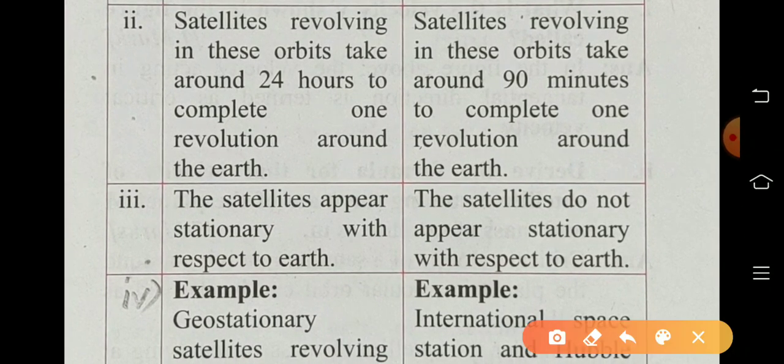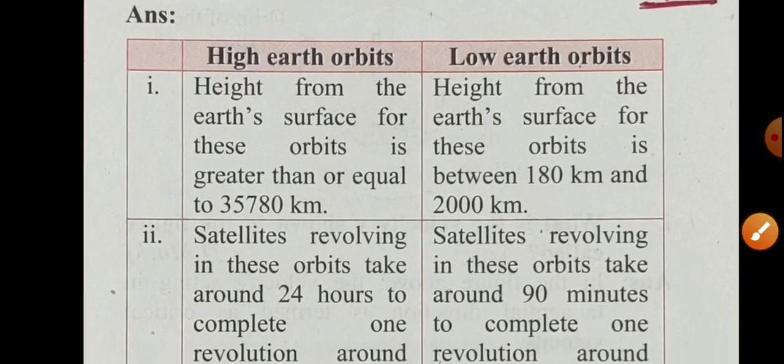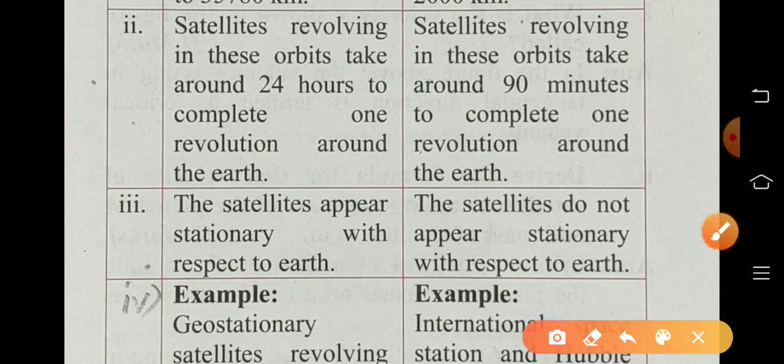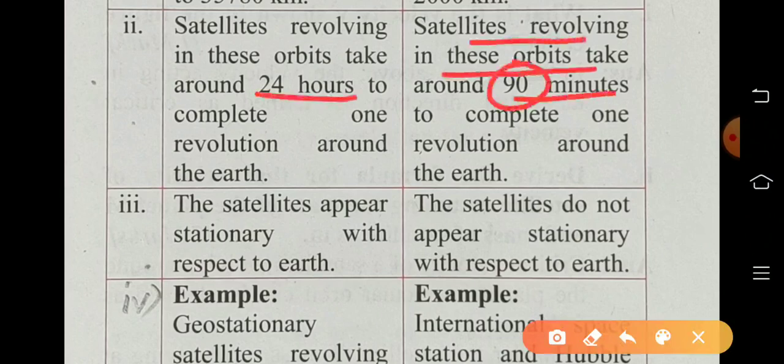Now the second correct point. Satellites revolving in these orbits take around 24 hours to complete one revolution around the Earth. That is related to what? That is high Earth orbit. And about the low Earth orbit, second point, satellites revolving in these orbits take 90 minutes. Underline here: 24 hours in high Earth orbit and in low Earth orbit only 90 minutes required to complete one revolution around the Earth. That is the main difference.